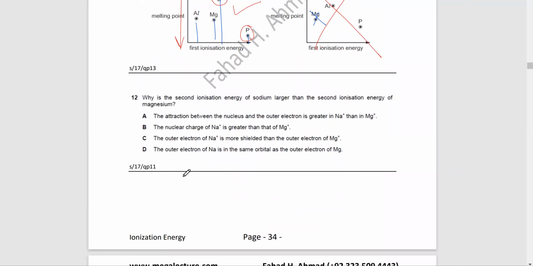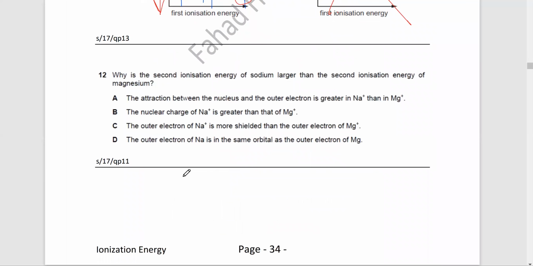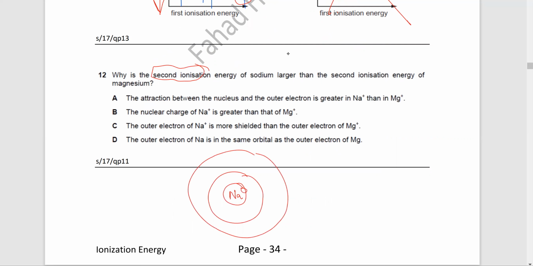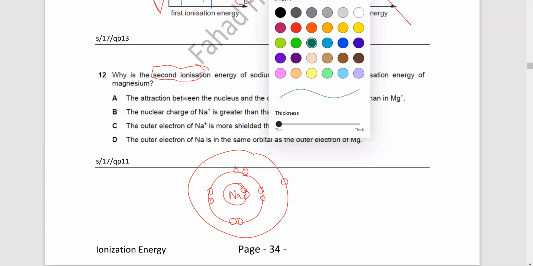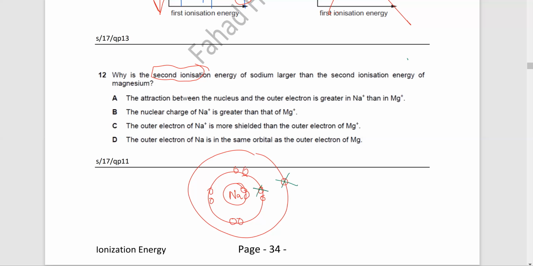So we're going to do one last question, which is easier, I think. Why is the second ionization energy of sodium larger than the second ionization energy of magnesium? Now the trick in this question is that he's not talking about the first. He's talking about the second. So if I look at sodium, sodium has 2, 8, and 1 electron. If you're trying to remove the second electron, that means you've removed the first electron. The second electron is very close to the nucleus.